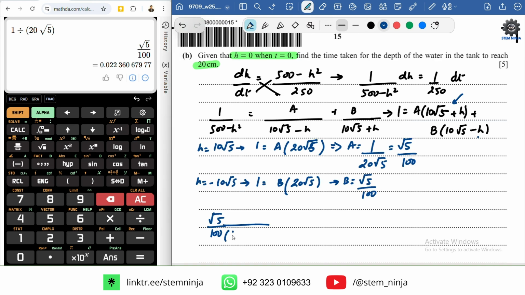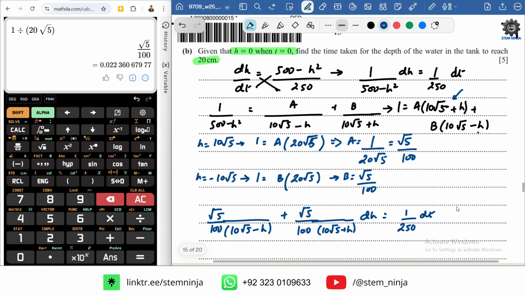So root 5 over 100 over 10 root 5 minus h, plus root 5 over 100 over 10 root 5 plus h, equals to dh equals to 1 over 250 dt. Alright, now I think we can integrate.